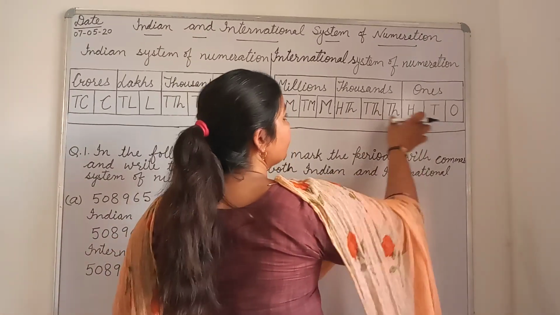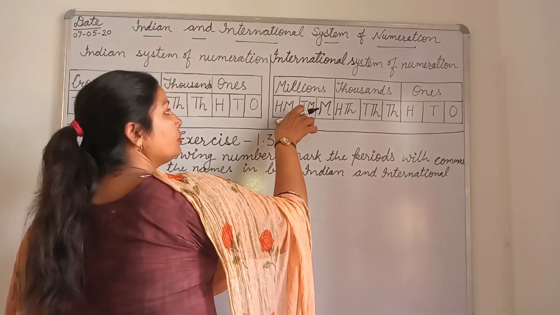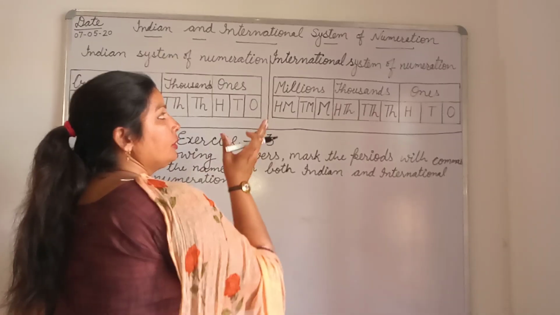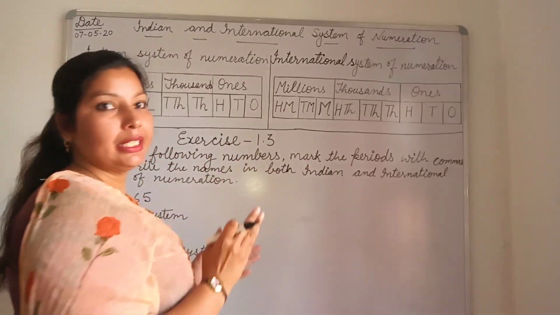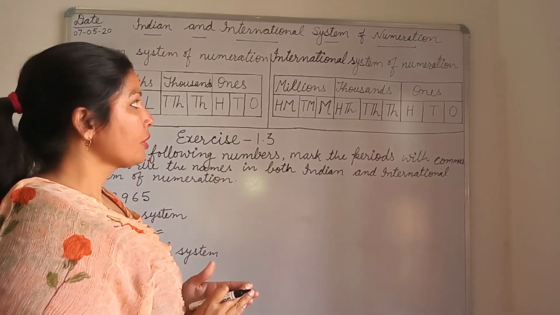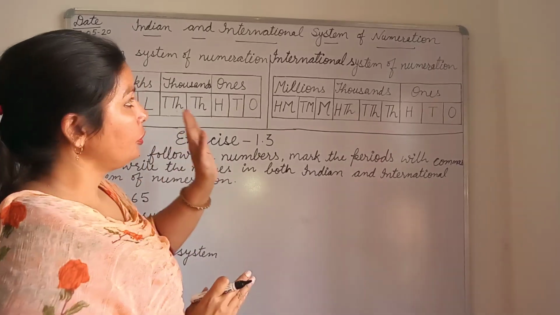Each period has three places, which means we speak up to 100 in each period. So these are the systems of numeration.